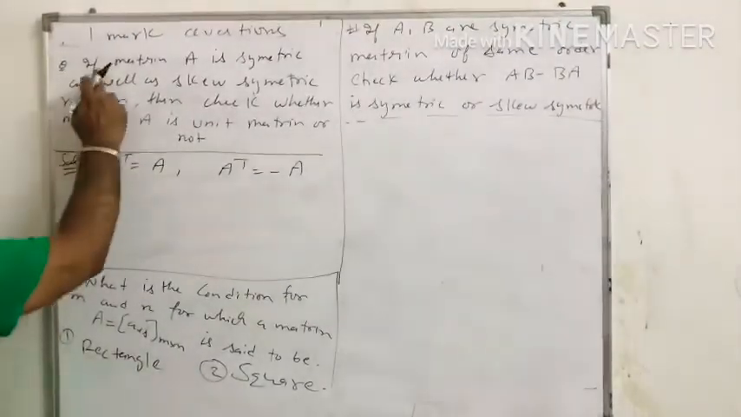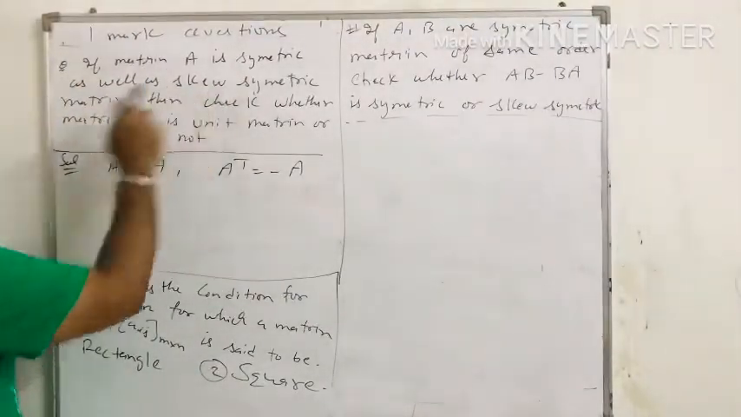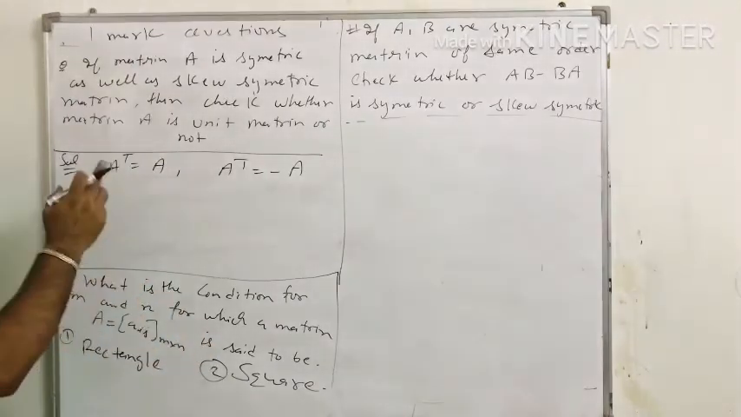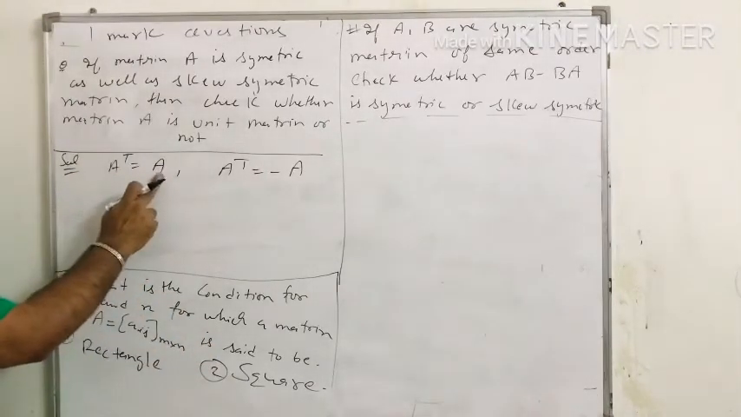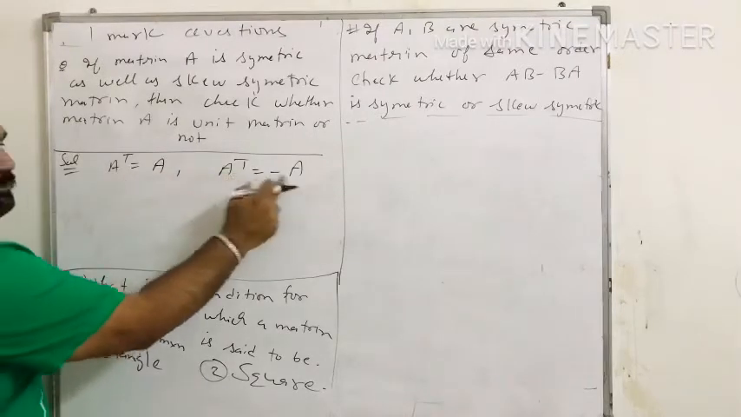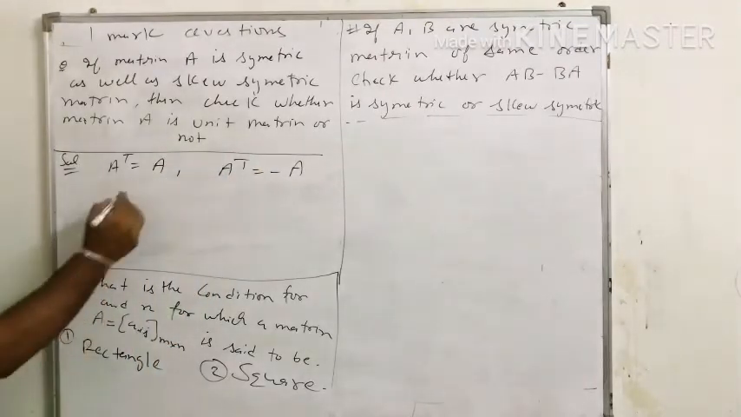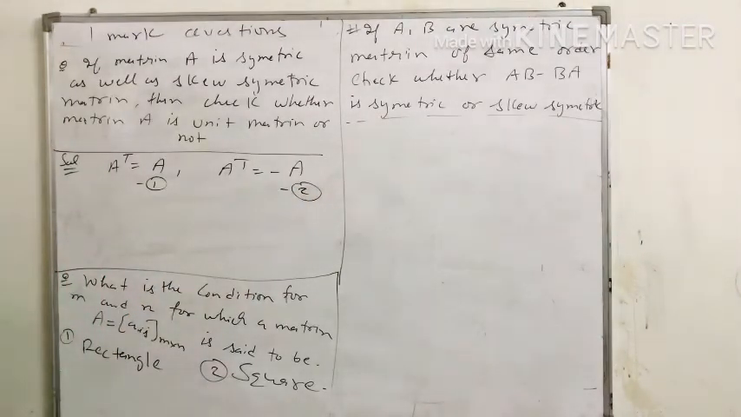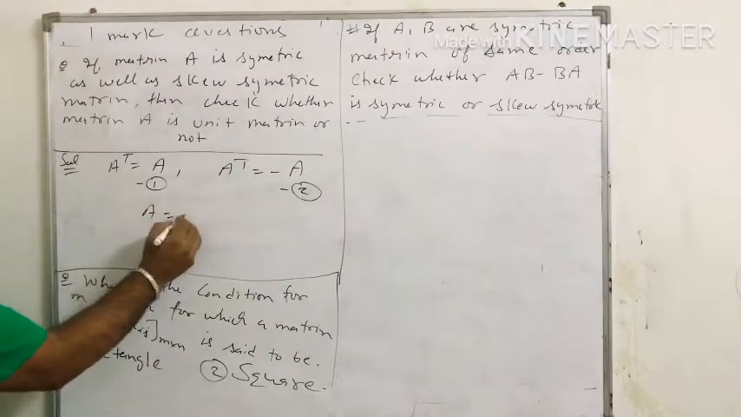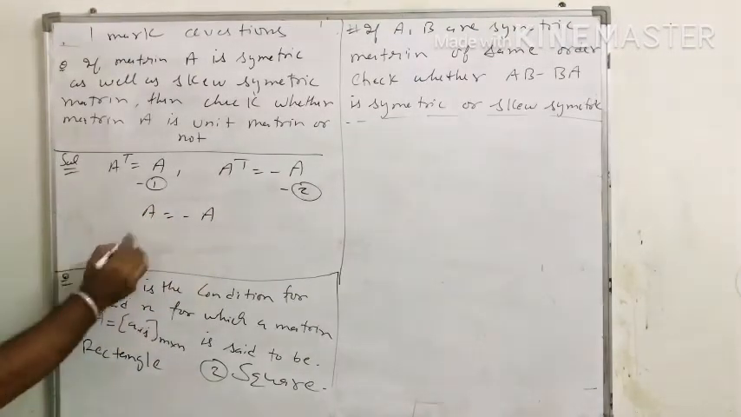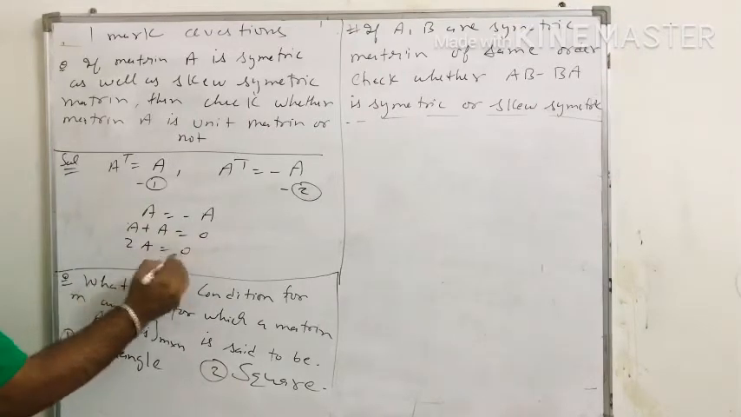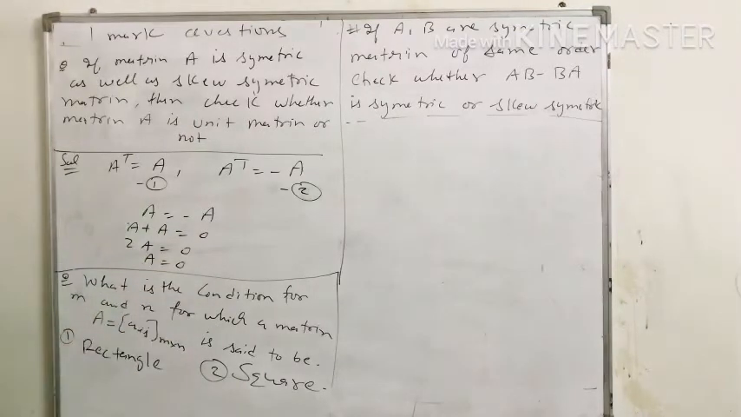The question is, if matrix A is symmetric as well as skew symmetric. If A is symmetric, then A transpose is A. If A is skew symmetric, then A transpose equals minus A. Now from these two equations, we can say that A equals minus A. So A plus A equals 0, 2A equals 0, A equals 0.